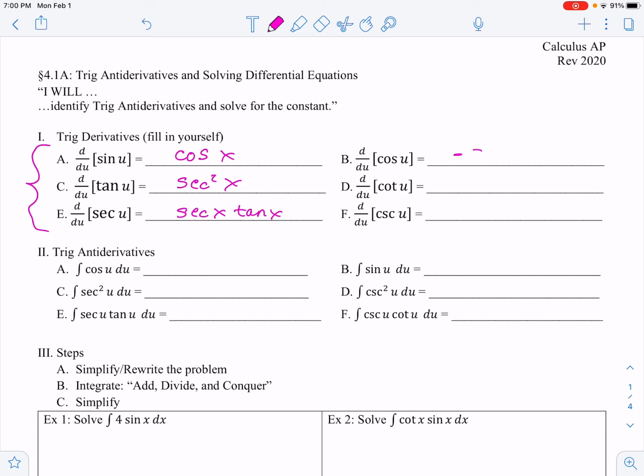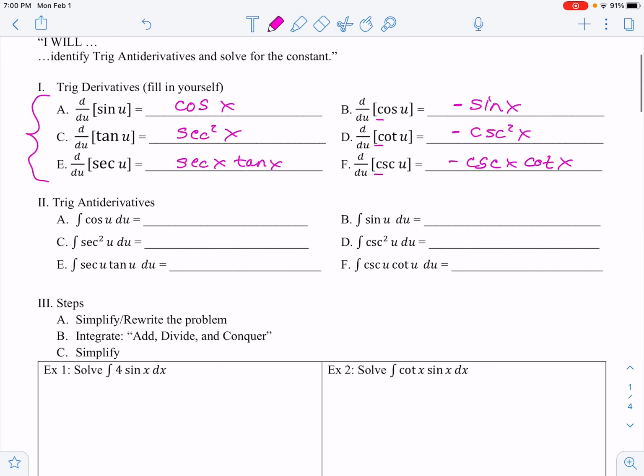Derivative of the cosine, negative sine. Derivative of the cotangent is negative cosecant squared. And derivative of the cosecant is negative cosecant cotangent. Don't forget your x's or u's. Okay, remember, if you take the derivative, it starts with a c, it's negative. These you're going to do in reverse.